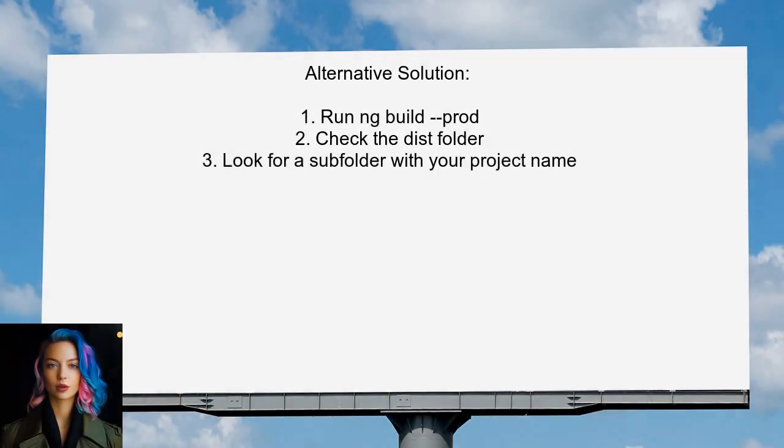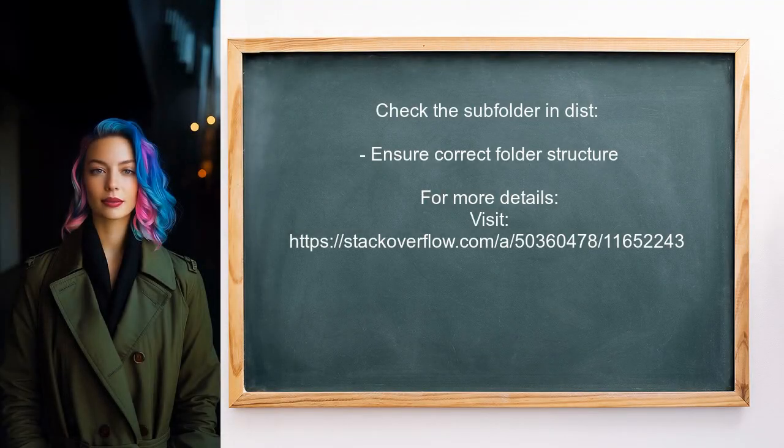An alternative solution comes from a user who points out that with Angular version 6 and above, the build process creates a new folder structure. Specifically, when you run the command ng build prod, it generates a dist folder with a subfolder for your project. To resolve the issue of your app not showing up, ensure you're looking in the correct subfolder within the dist directory. For more detailed guidance, you can check the link provided.